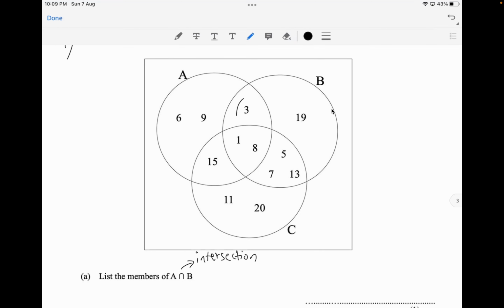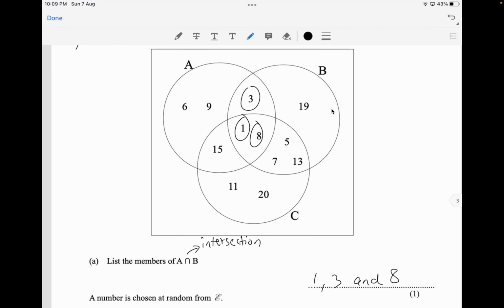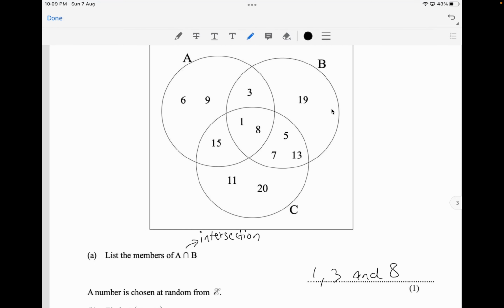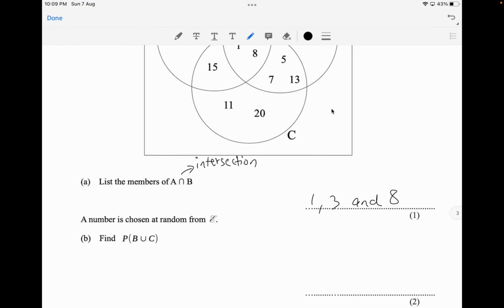So you can see that 3 is there, 1 is there, 8 is there. So you're just going to write it down in ascending order, 1, 3, and 8. This is going to be our answer for about 1 mark. Okay, let's move on to the next question. A number is chosen at random from this kind of symbol. This means, again, guys, I'm just going to write it down for you guys.